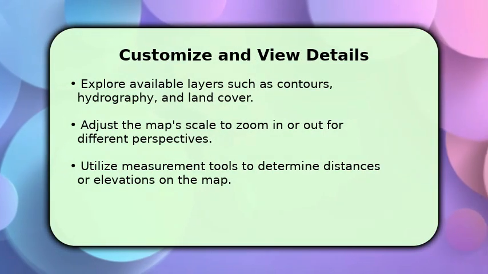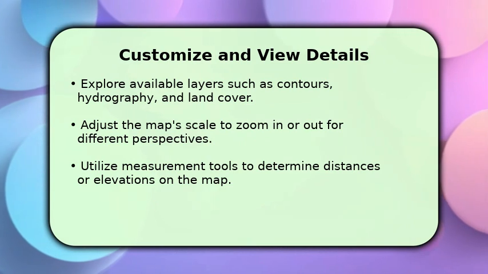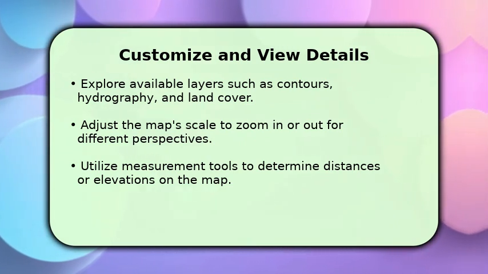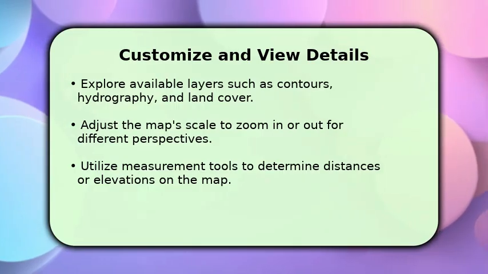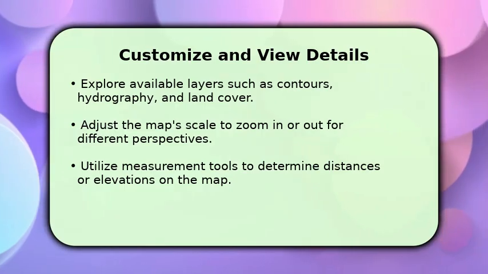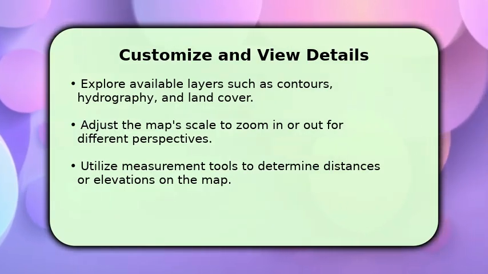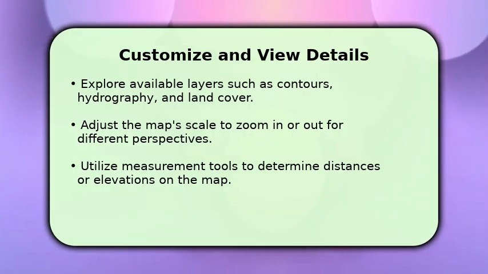With your location found, you can now customize and view the topographic details. Many online tools allow you to toggle various layers, such as contour lines, water features, and vegetation. You can also adjust the map's scale, zooming in for intricate details or out for a broader overview. Some platforms even offer measurement tools, helping you determine distances or elevation changes with precision.